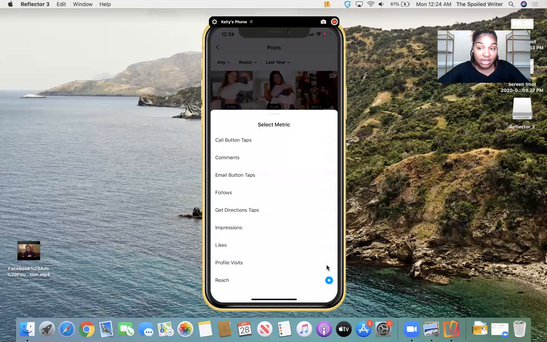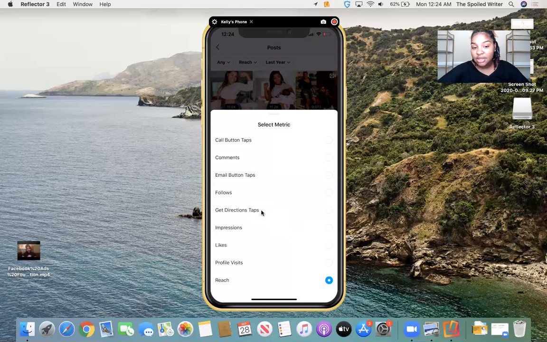Profile visits is the number of times people visited your profile. Likes, you guys already know, the number of times people double tapped. Impressions is the number of times your post was seen. Your impressions are always going to be really high because with reach, 2 people may have seen your post, but if one of those people looked at your post 5 times, all 5 of those times count inside of impressions. But it's really only 2 people. That's your reach, okay? So reach is people, impressions is the amount of times it was seen, like when somebody was scrolling and they saw it.